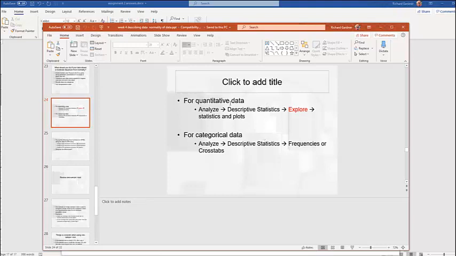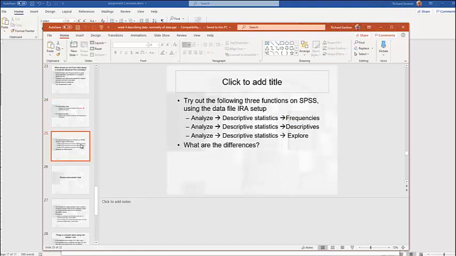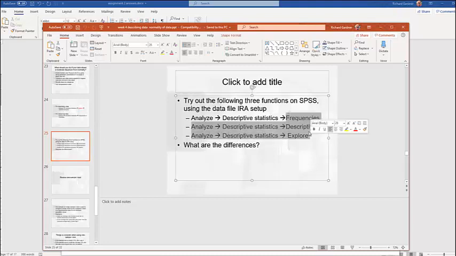For quantitative data, analyze, descriptive, explore. Again, so you can use frequencies, you can use descriptives, you can use explore. Categorical data, crosstabs. Crosstabs is a test. That's your chi-squared test. Again, these are three ways to get all your descriptive statistics. Frequencies, descriptives, explore.